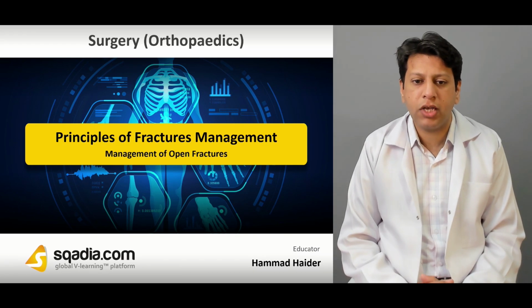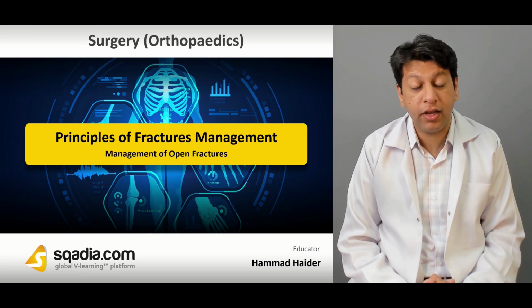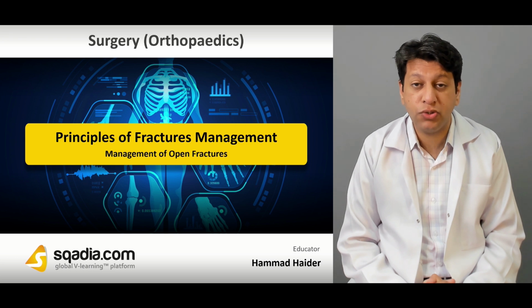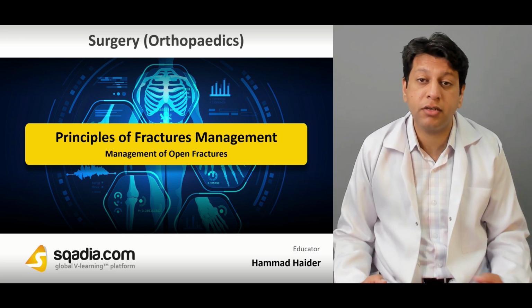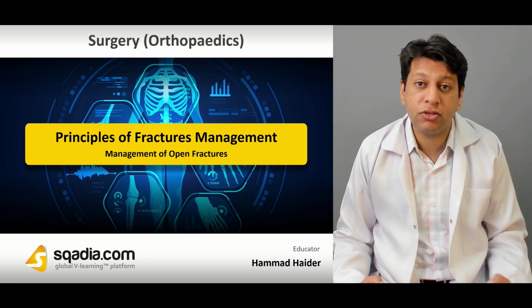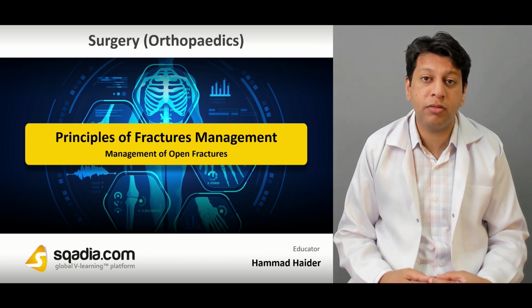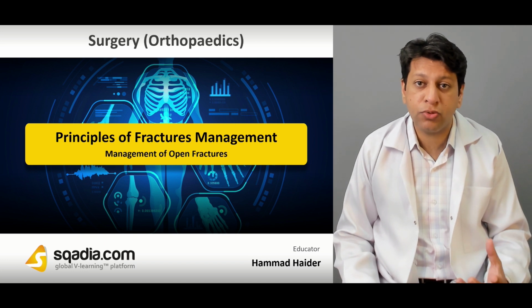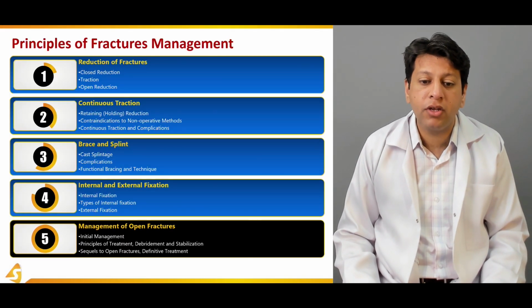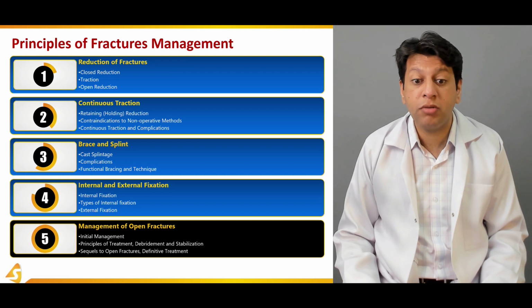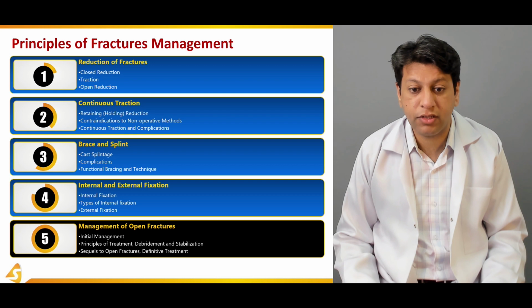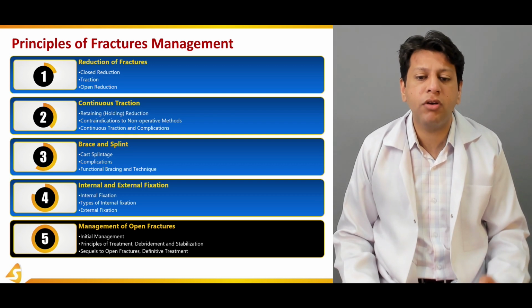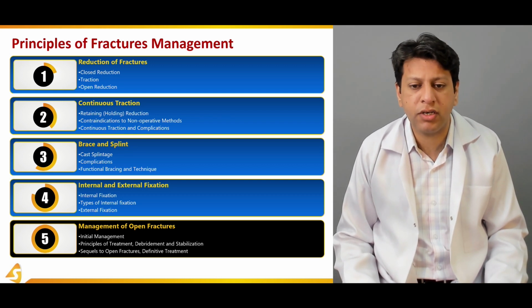Now moving on to our last section, that is the management of open fractures. It's a very common scenario. Usually the patient has a fracture that may be so severe that it's an open fracture, in such a way that the bone is protruding out of the skin and is exposed to the outside environment. We will be discussing briefly the initial management, the principles of treatment, debridement, and how to stabilize the fractures. And what are the different sequelae of open fractures after the definitive treatment.